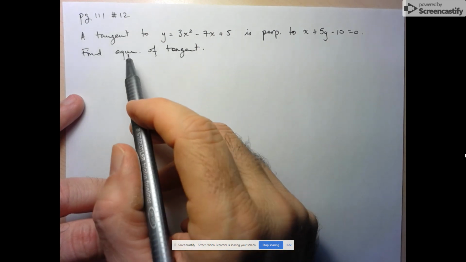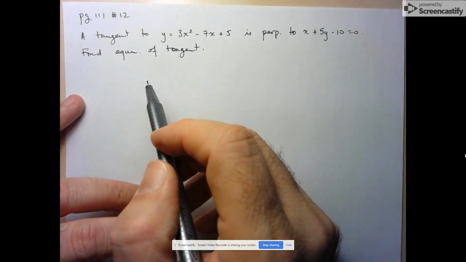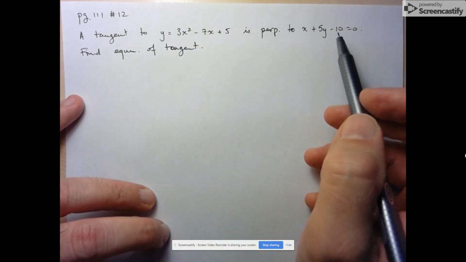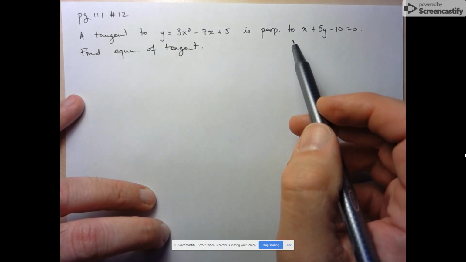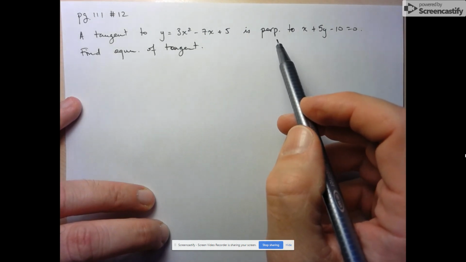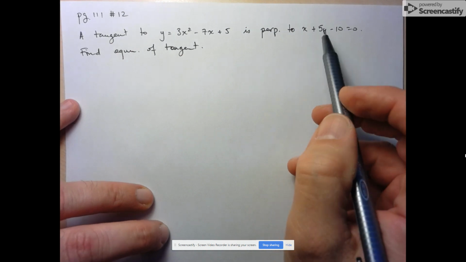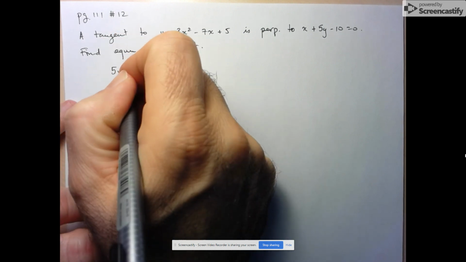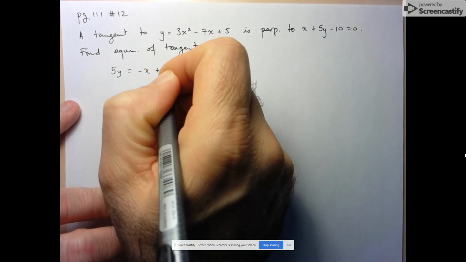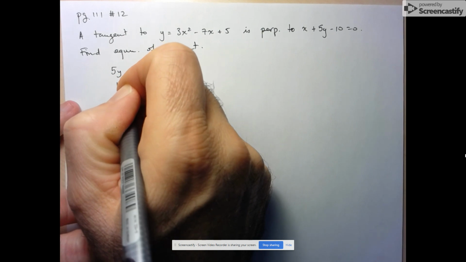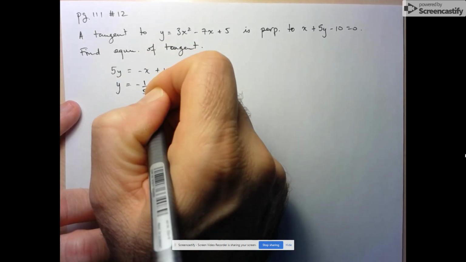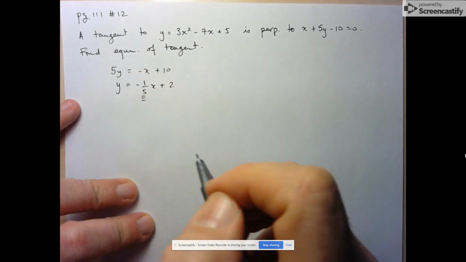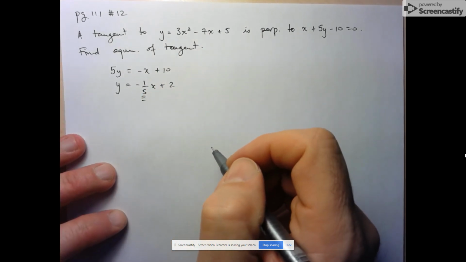In order to find the equation of a line, we need a point and the slope, and I think this line here will help us determine the slope, because two lines that are perpendicular have a relationship between their slopes. They're negative reciprocals of each other. So let's start by finding the slope of the line. Here we have 5y is equal to negative x plus 10, and then y is equal to negative 1/5 x plus 10/5, which is 2. But really the only thing we care about here is the slope of this line.